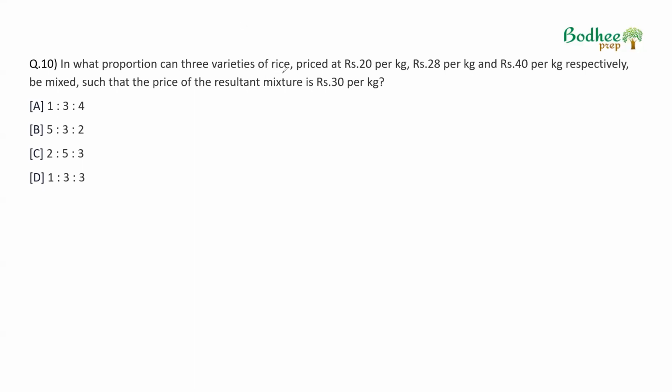In what proportion can three varieties of rice priced 20, 28 and 40 respectively be mixed such that price of resultant mixture is 30? Now it should be noted here that when three articles are mixed, there can be multiple options which lead to the same average price. So we will check with each of the options. 1:3:4. So here the price will be 20 into 1, 28 into 3, 40 into 4. And this should be equal to 30 into the total weight, which is 1 plus 3 plus 4 or 8. If we add, we will see this is not equal.